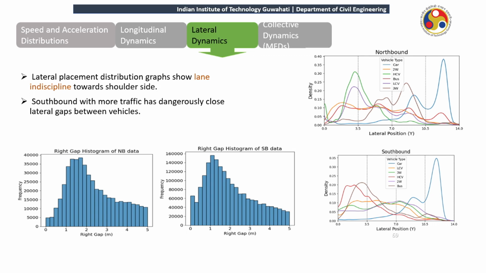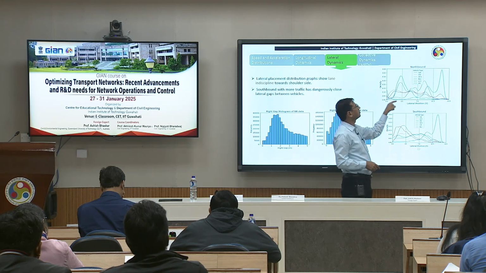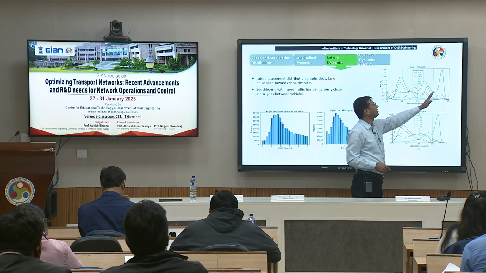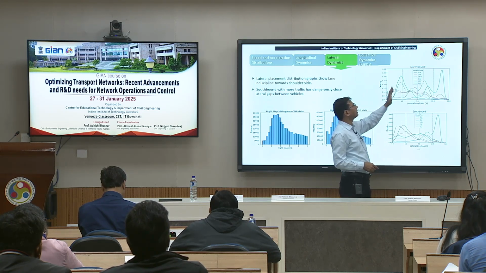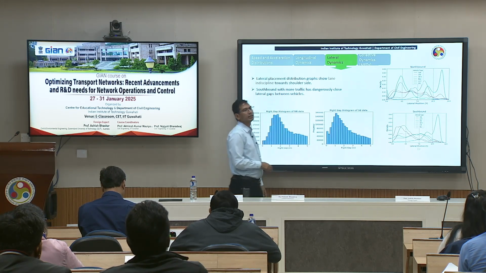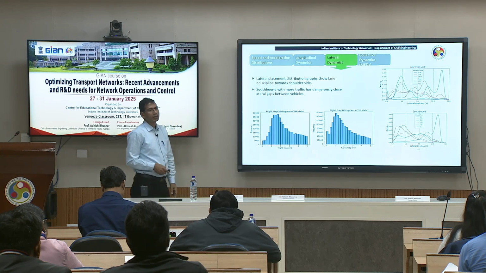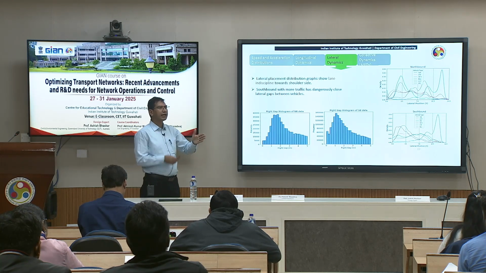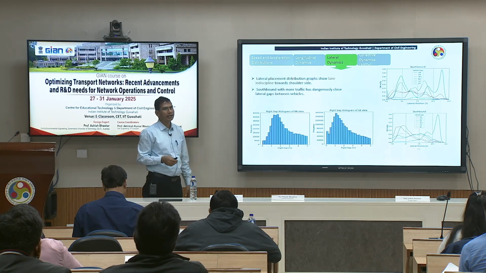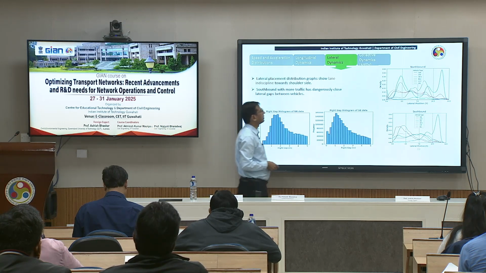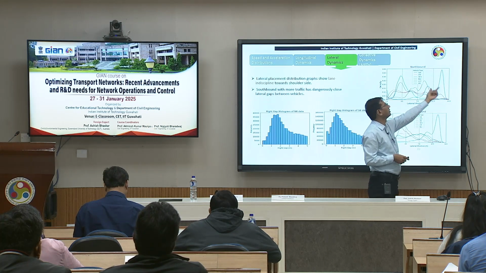Lateral placement. Here you can see that there is no lane marking. In some cases you see a peak, but the peak does not get synchronized with the lane marking. Only on the median side you will always see a peak, because on the median side a vehicle cannot go beyond that. So you will always see a peak on that side.